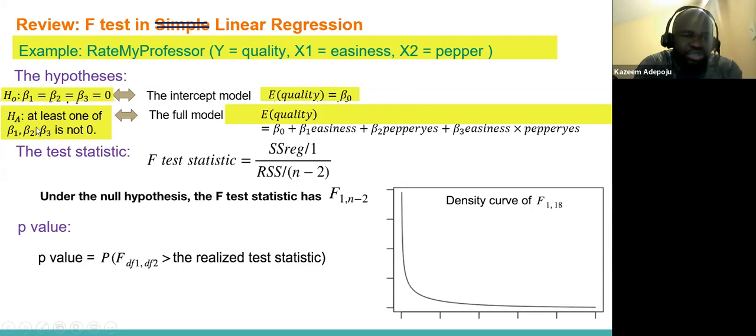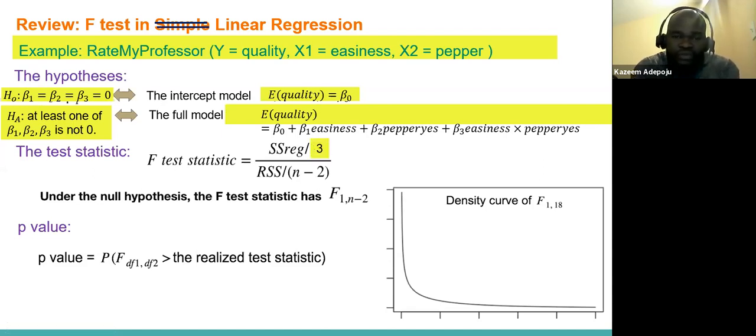This is the null hypothesis, and this is the alternative hypothesis: at least one of these is not 0. That's what we're trying to say. Here, all of them are 0, and that's exactly what we want to test.